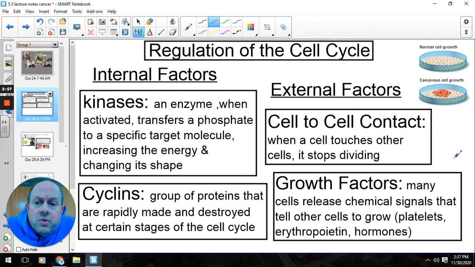But those are all external. Internal factors use what are called kinases and cyclins. These cyclins are a group of proteins that we rapidly make and destroy, and they hook on to the enzyme, the kinase, that can transfer a phosphate to a target molecule, and it causes a change of shape. This can help regulate the cell cycle and when to pass checkpoints or not. These are what we would call internal factors that help regulate cell cycle growth.